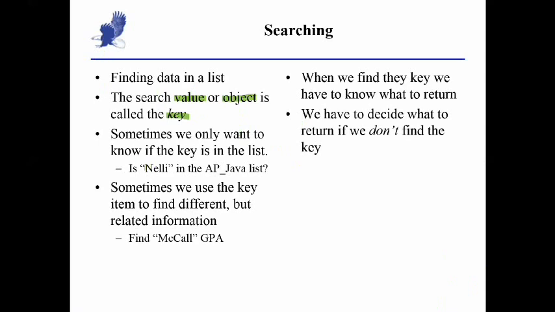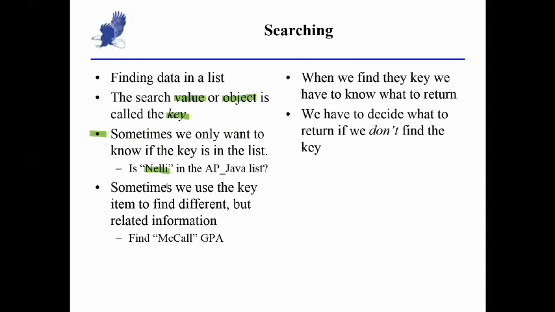Sometimes we only want to know if the key is in the list. So here's an example. If we have a list of students and I'm looking for a student named Nelly, I just want to know if Nelly's in the list. That's all I really care about. So presumably, in this case, we're probably returning a Boolean. True if Nelly's in the list, false if he isn't.